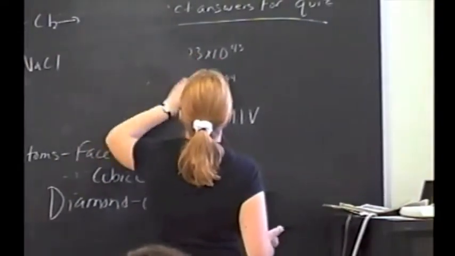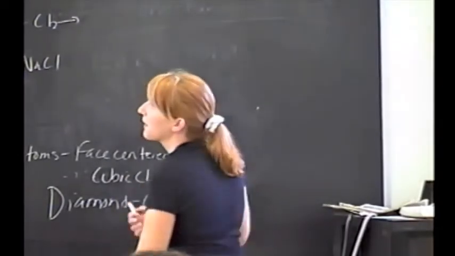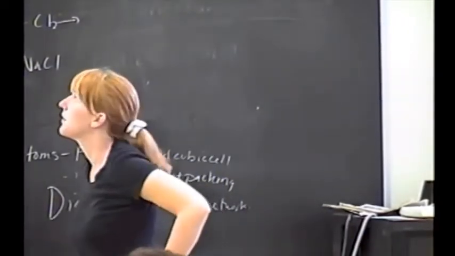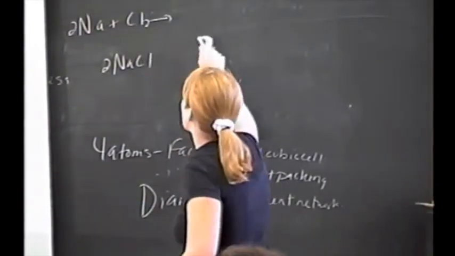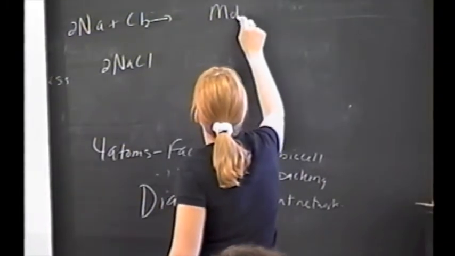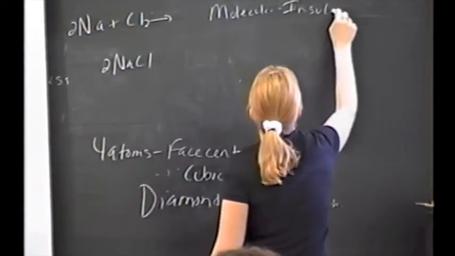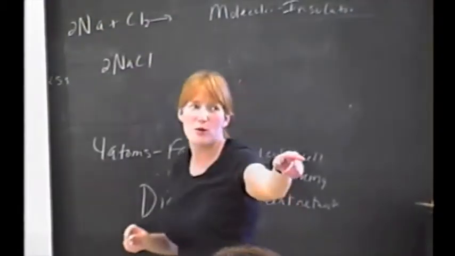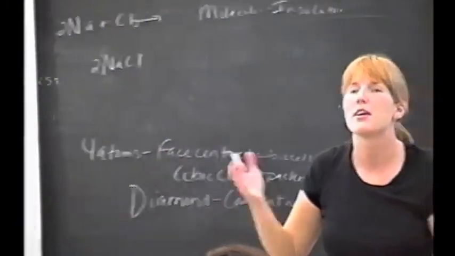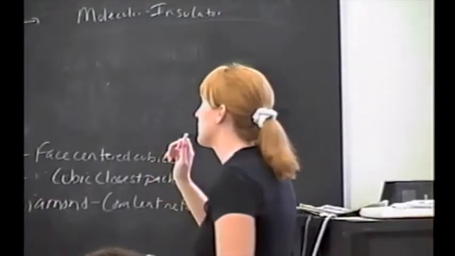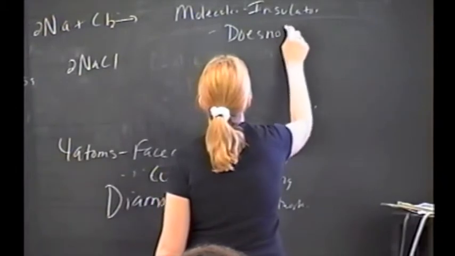You said they're soft, right? How can diamond be soft? Diamond is not a molecular solid, now is it? Molecular solids are like H2O, noble gases, halogens, things like this. Molecular solids are insulators. What does insulator mean? It does not conduct electricity. Say that louder. What does insulator mean one more time? It does not conduct electricity. Very good. That's what insulator means. Thank you.